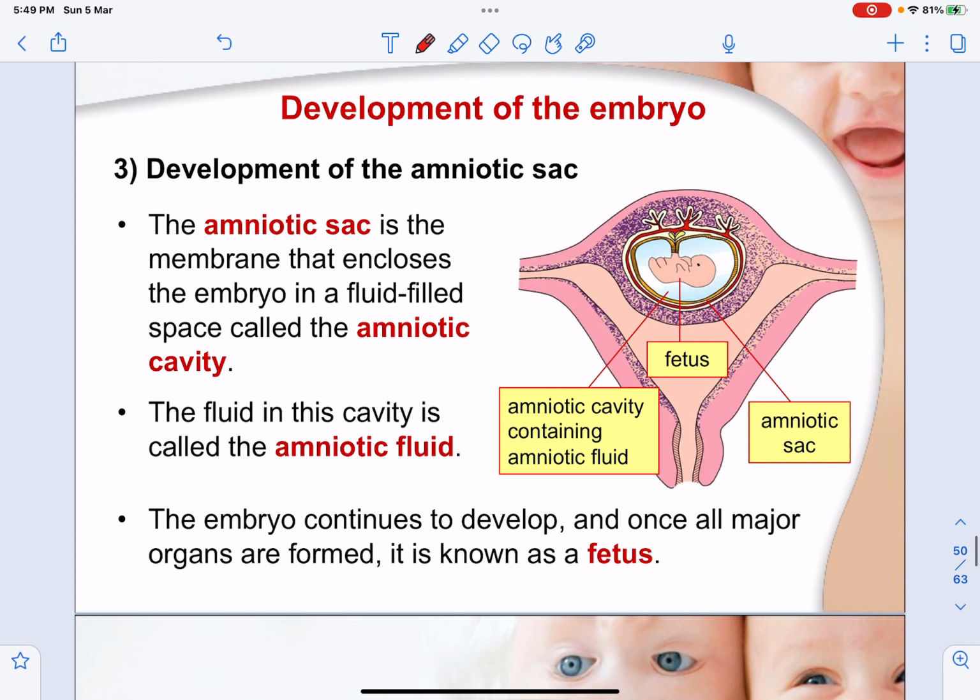Development of the amniotic sac. This sac is a membrane that encloses the whole embryo in a fluid-filled space called the amniotic cavity, and the fluid in this cavity is called the amniotic fluid. The embryo will continue to develop, and once all major organs are formed, it will then be known as the fetus.